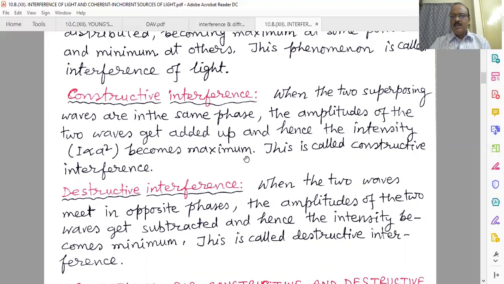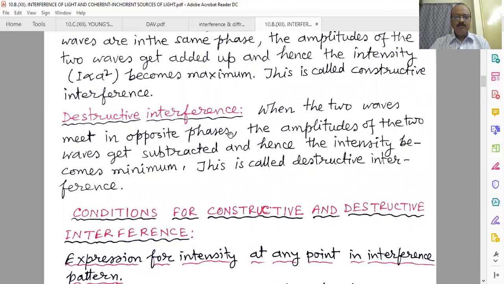At those places, their amplitudes add, and we know the intensity of light waves, not only light waves but any waves, is directly proportional to the amplitude squared. Since the amplitude increases, the intensity of light, that means the brightness of light at that point, increases. And similarly, destructive interference: when the two waves meet in opposite phases at a particular point, the amplitudes of the two waves get subtracted and hence intensity becomes minimum. This is called destructive interference.